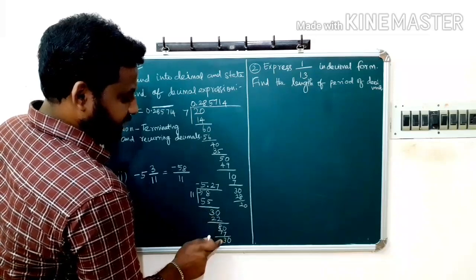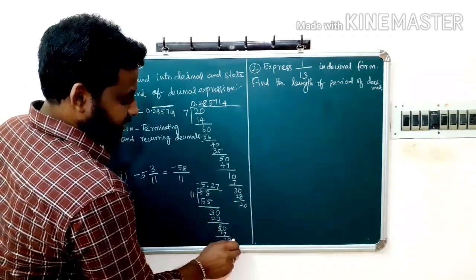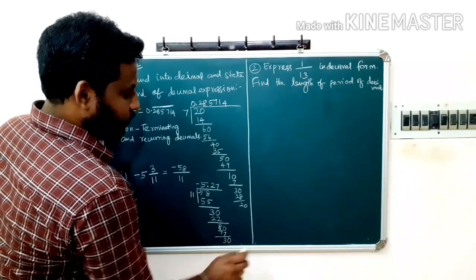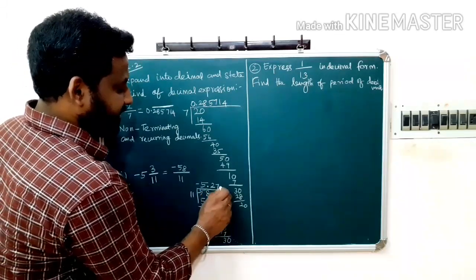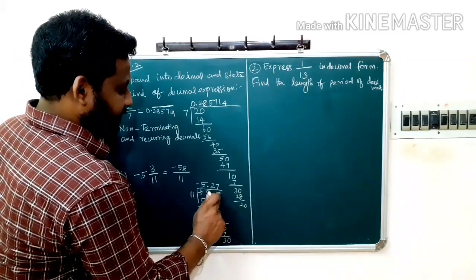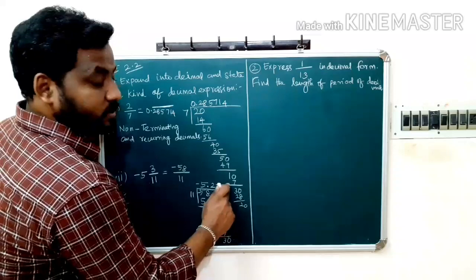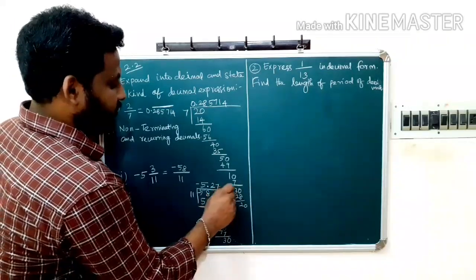So 30 is again repeating. Here 30 is repeating. So it will go up to infinite, which means 27 is repeating. 27 is repeating: 27 27 27 27 goes up to infinite.